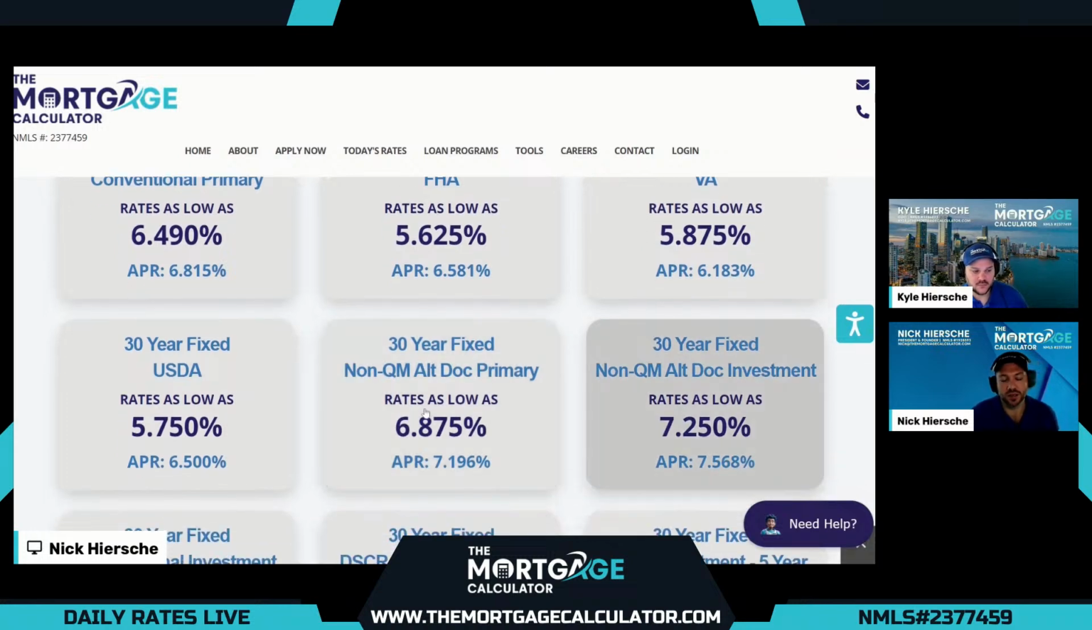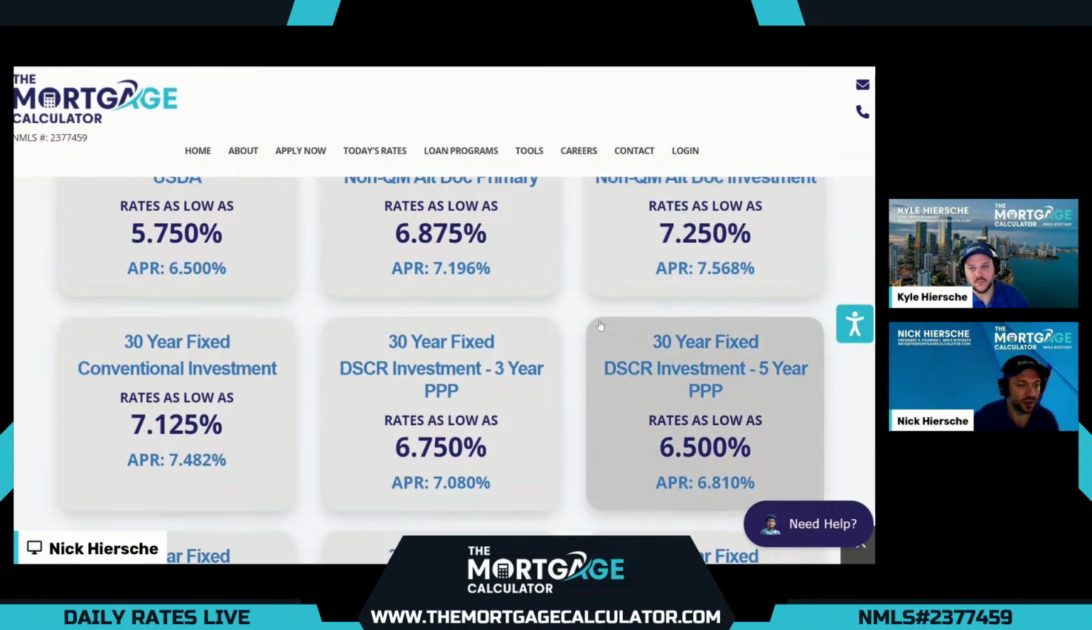And moving on to our investment properties, lots of flexibility and program options when we get into investment properties. So first up here is our 30-year fixed non-QM alt doc for investment. So again, this would be bank statement or similar, but tons of different options. Lowest rate option comes in today, 7.25, final APR 7.568. And we'll compare that to our other investment property options.